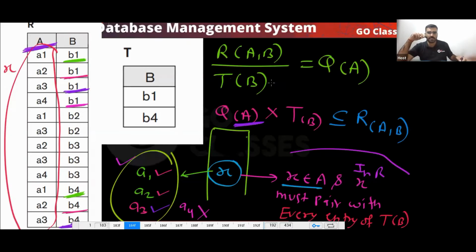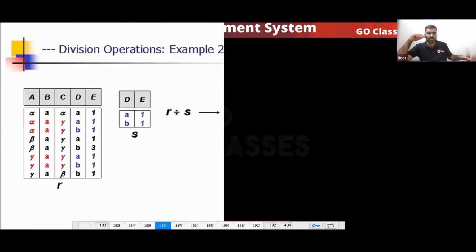So tell me here. Now let's see some more questions. So let's see this one. First of all, one by one, now you will tell me everything. So help me. Here what I want is R divided by S. I can also write it as R divided by S. So I want R divided by S.